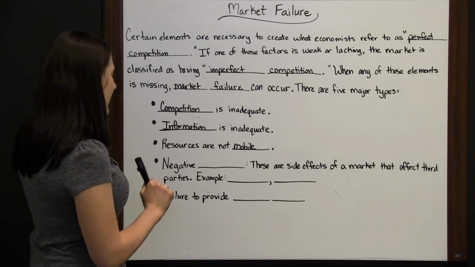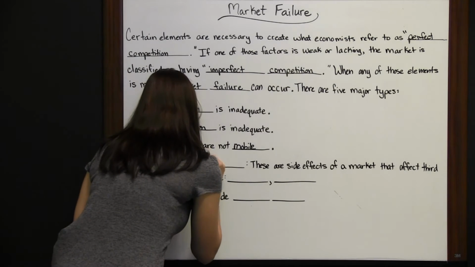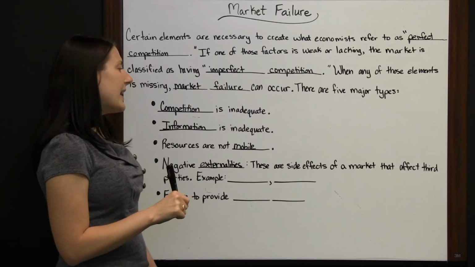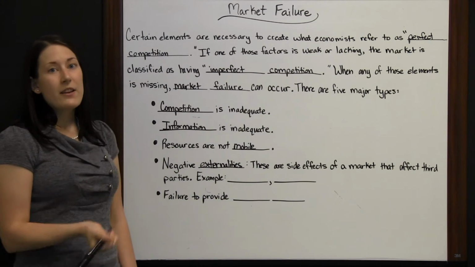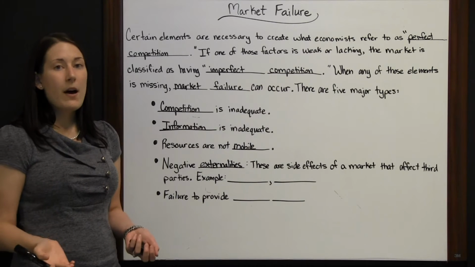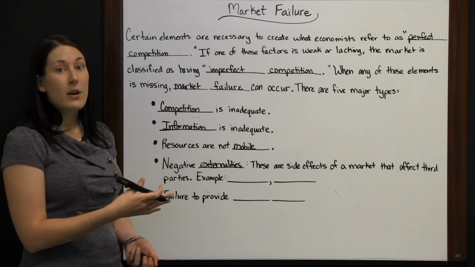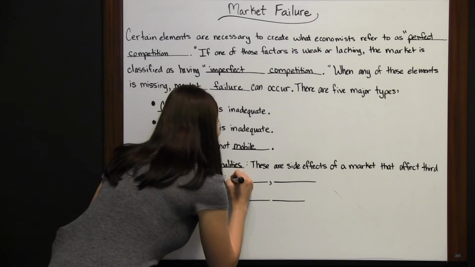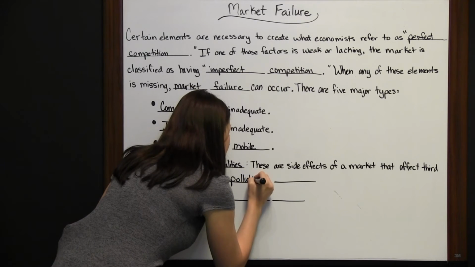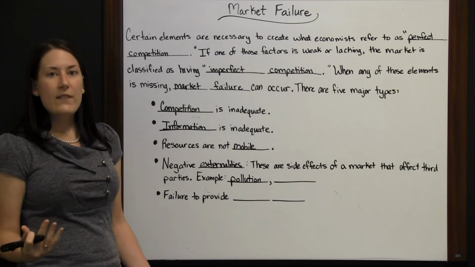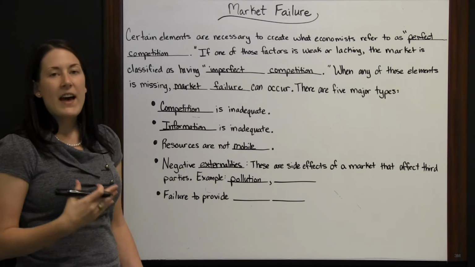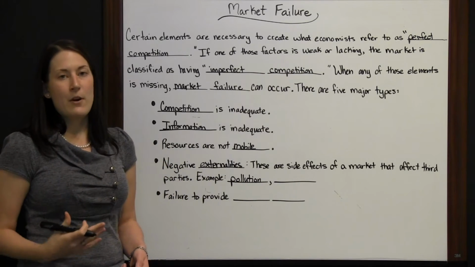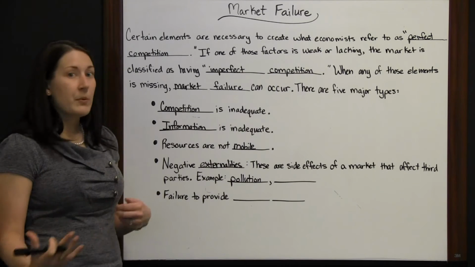Another element that could lead to market failure is negative externalities. These are side effects of a market that affect third parties. Now, externalities can be positive or negative. Positive externalities are not usually going to lead to market failure, whereas negative externalities can. Examples of negative externalities would be pollution. If in the process of manufacturing goods you are producing a lot of air pollution, people aren't going to be happy about that, and the environmentalists that complain about it can lead to market failure for whatever market was polluting the air without any proper precautions.